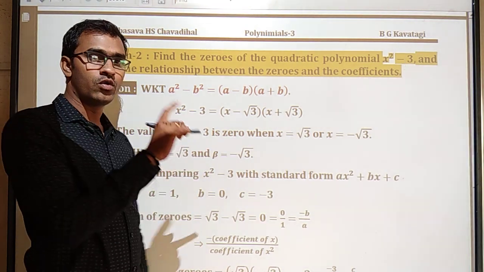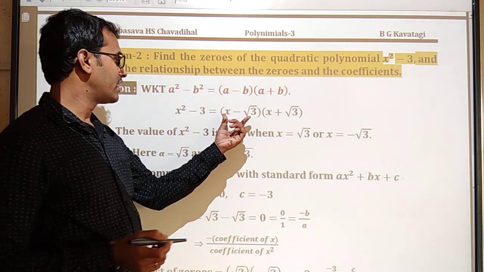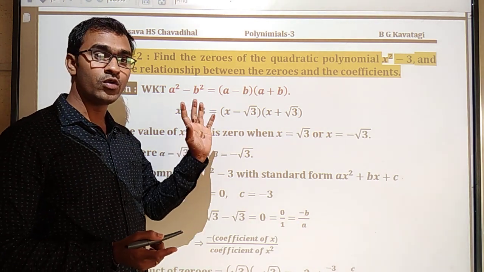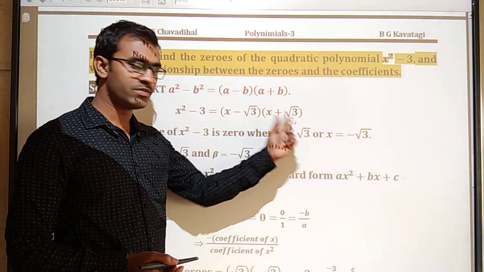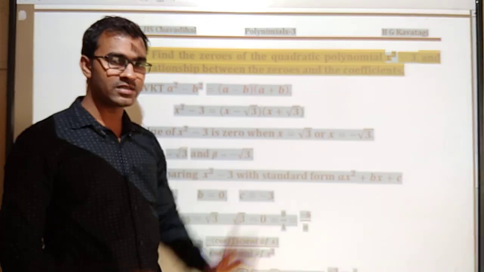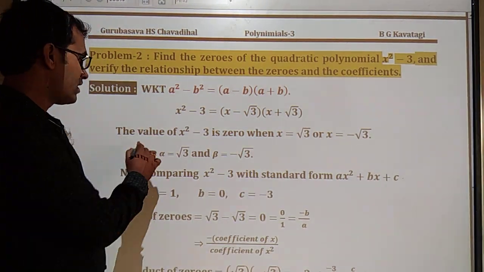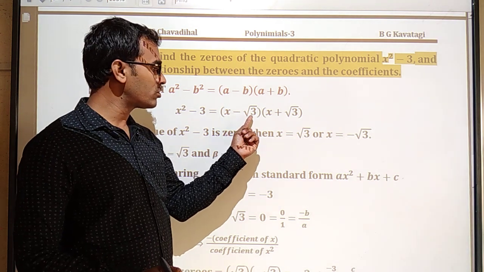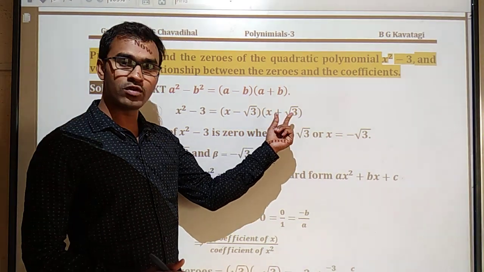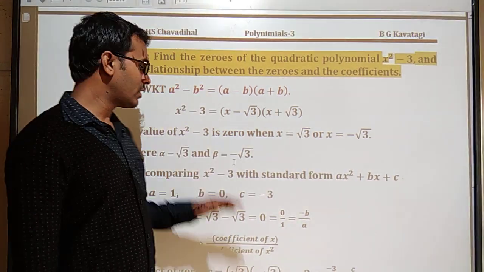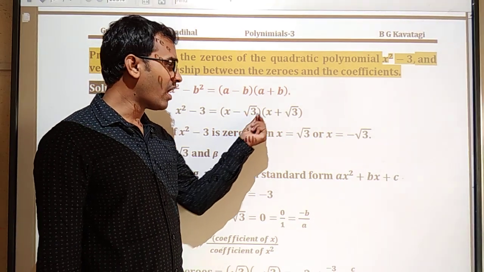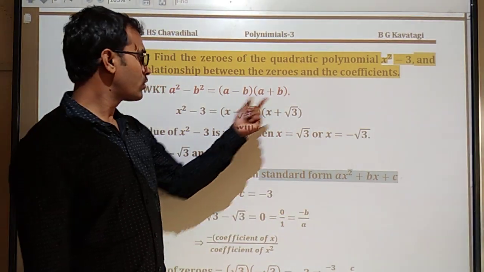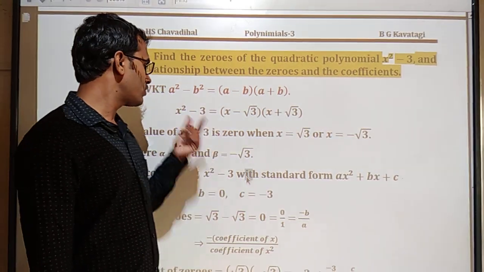So the polynomial is x square minus root 3 whole square, where x is like a and root 3 is like b, giving a minus b into a plus b, that is x minus root 3 into x plus root 3. The value of the polynomial is 0 when x minus root 3 equals 0, so x equals root 3, and when x plus root 3 equals 0, so x equals minus root 3. Got it? The polynomial value is 0 at x equal to plus root 3 and x equal to minus root 3.